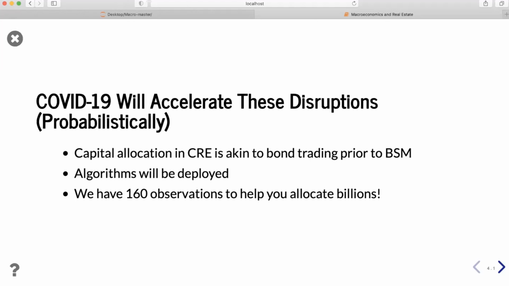When I was at CBRE, I used to joke with clients that I had 160 observations to help you allocate billions. And what do I mean by that? One of the most accurate measures of net effective rents is something called the Torto-Wheaton Rent Index, created by Ray Torto and Bill Wheaton and their research group. It essentially hoovers in a lot of data from CBRE. And as a result, it can calculate a net effective rent through the ideas I talk about in my data class. And that is a very, very accurate measure of net effective rents.